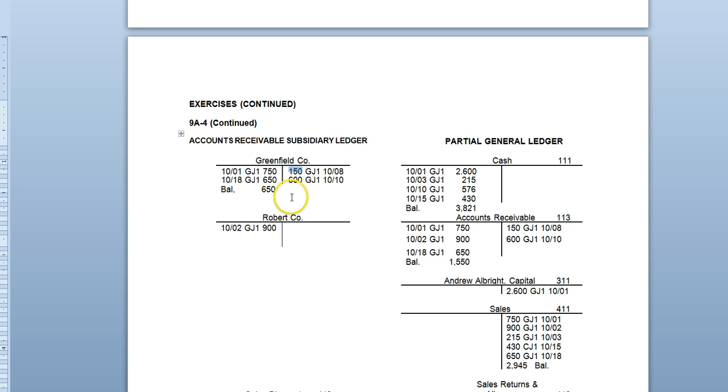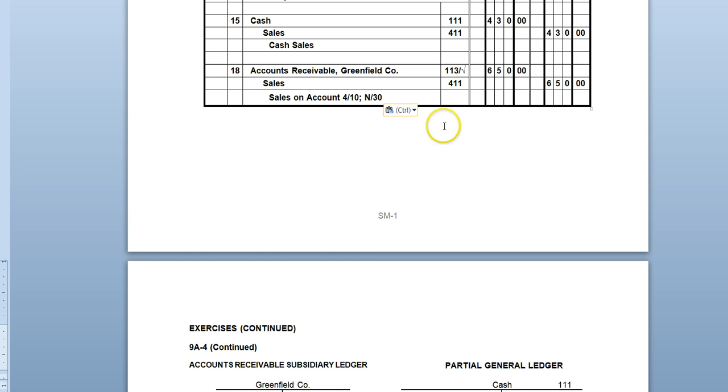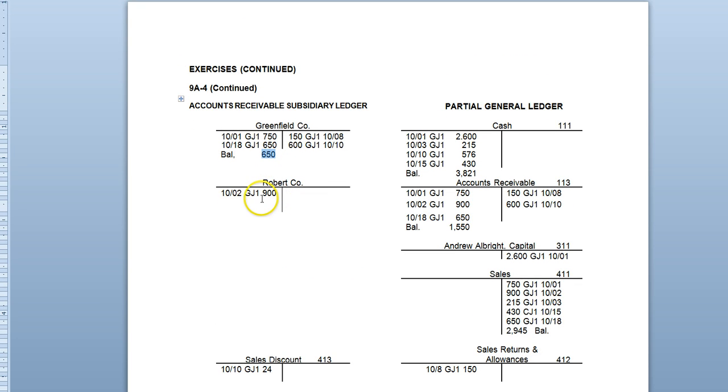Then we credited his account for the $150. So he had at that point owed us $600. Okay, and then he paid us what we received on 10/10, as you can see here. The cash of $576 cleared out the $600 that was owed to us, and then this $650 is simply the last transaction, which is the balance of his account, because we just made that sale of $650. So that's the only thing left in his account.